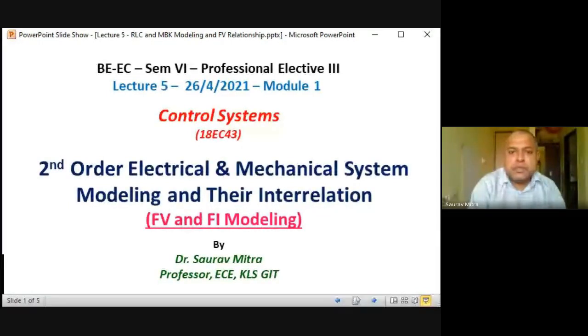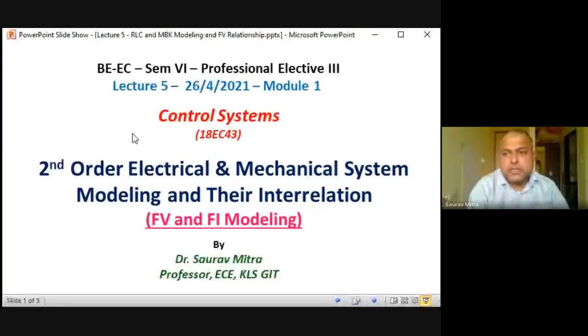I think you can find the slide here. It is visible, I guess. So today we are going to see a very important topic. Every exam, this is mostly asked either directly or indirectly. So today we are going to do second order electrical system modeling. Last day we did electrical system modeling, but that was also for the second order circuit.